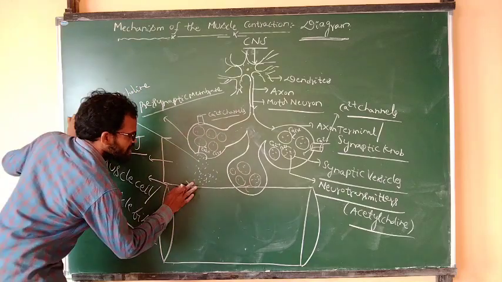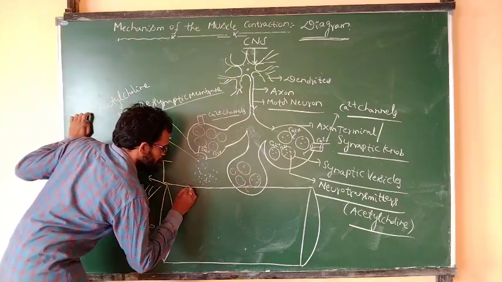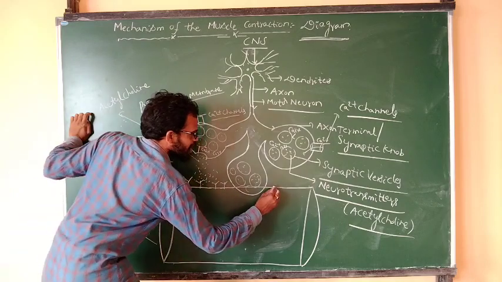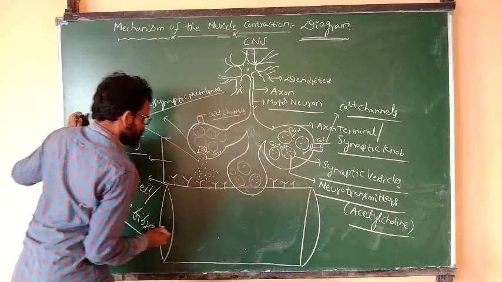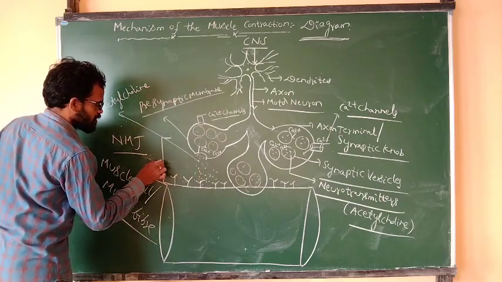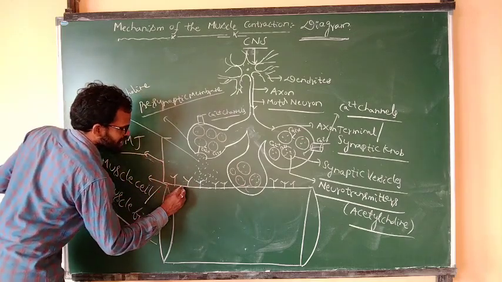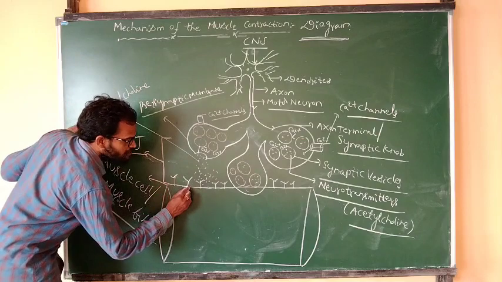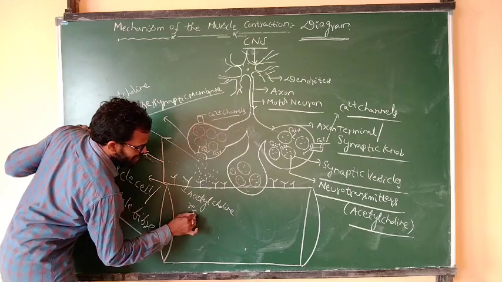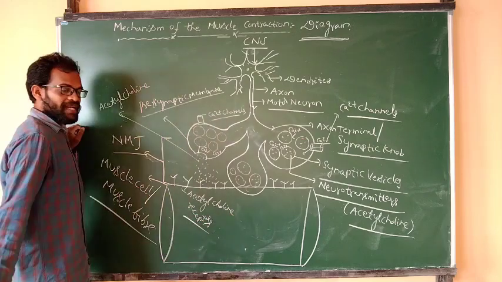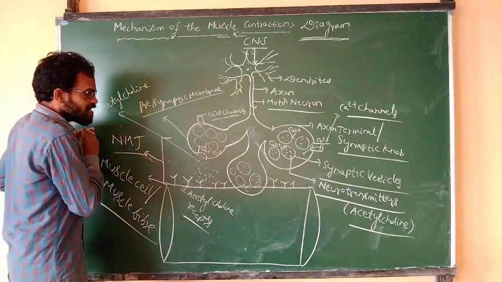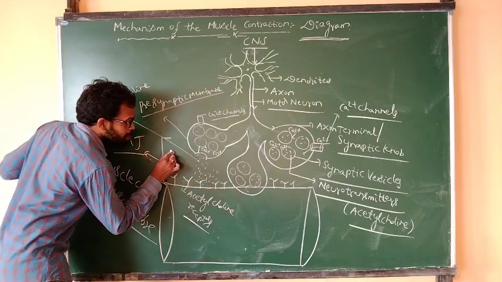The acetylcholine is released. It is a postsynaptic membrane. This postsynaptic membrane is the neuromuscular junction. The postsynaptic membrane consists of acetylcholine receptors. Whenever the vesicles fuse with the synaptic membrane, they release the acetylcholine. This acetylcholine reaches the synaptic cleft.